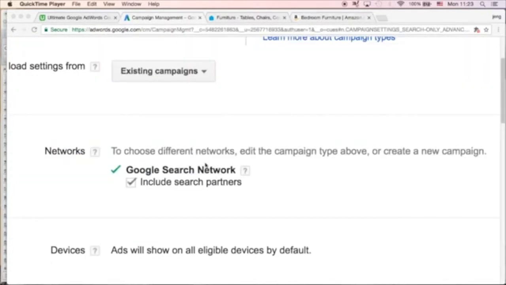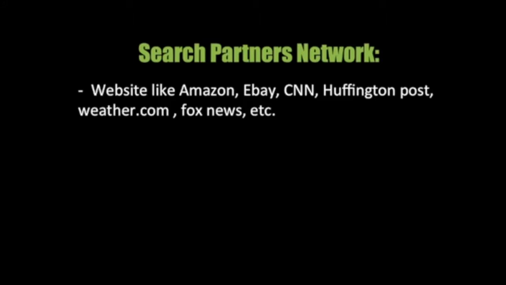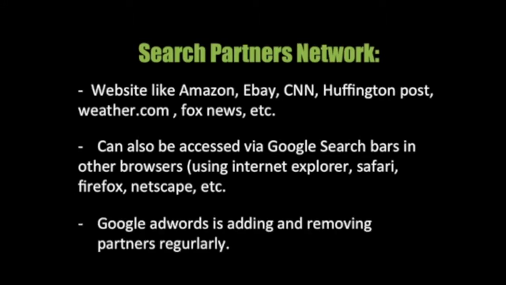Now, the question here is, should you be checking or not checking this box that says Include Search Partners? How do you decide on this? Here's a simple overview of Search Partners Network. Websites like Amazon, eBay, CNN, Huffington Post, Weather.com, Fox News, and so much more. It can also be accessed via Google search bars in other browsers. Oftentimes, Google AdWords is adding and removing partners regularly. There is no complete list and you'll never know where exactly these ads are showing.